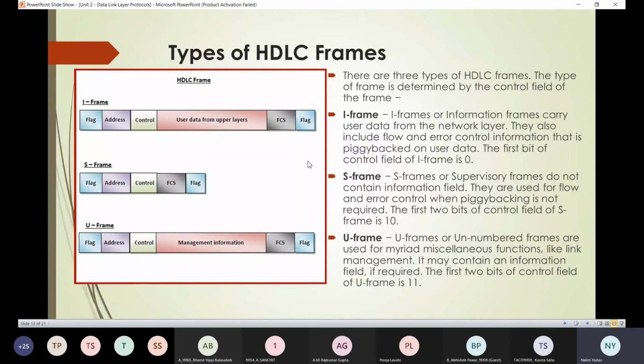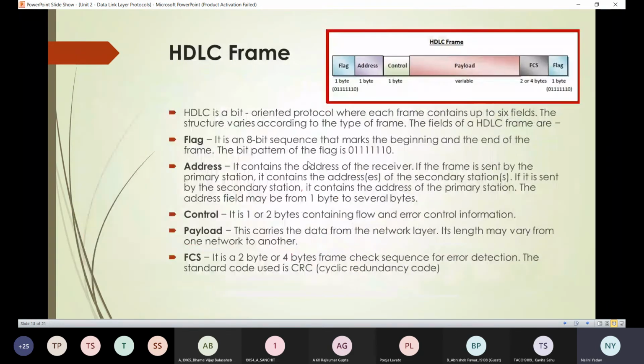And then I have the unnumbered frames. So these unnumbered frames are used for carrying miscellaneous functions like link management. It may contain an information field if required. So how to identify these unnumbered frames? Whenever first 2 bits of the control field are 1, 1, then it is my U frame, that is my unnumbered frame. Right? So these are the 3 types of HDLC frames: I frame, S frame, and U frame. Right? So it's all about the HDLC and PPP protocol.